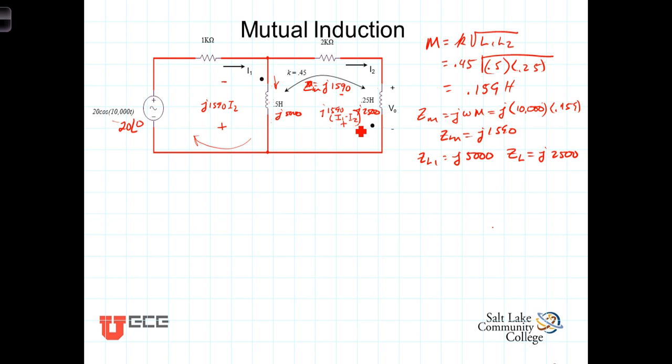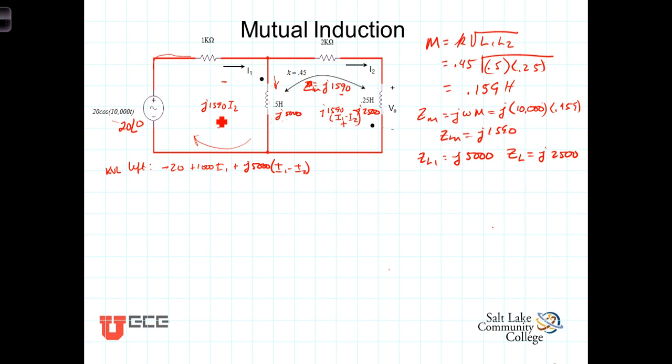With that much preparation, we're now ready to write two mesh equations, one around the left loop, one around the right loop. So, KVL left, starting here we'll have a minus 20. Coming on up through the 1 kilo ohm resistor, we'll have plus 1000 I1 plus, now the current going through here is I2 minus I1, the self-induced voltage will be then j5000 times I1 minus I2. That takes care of the self-induced voltage.